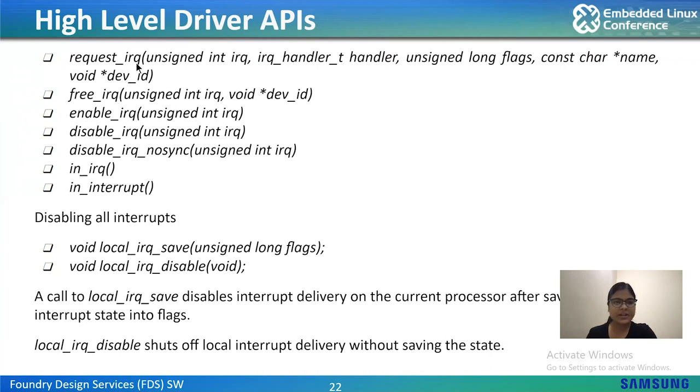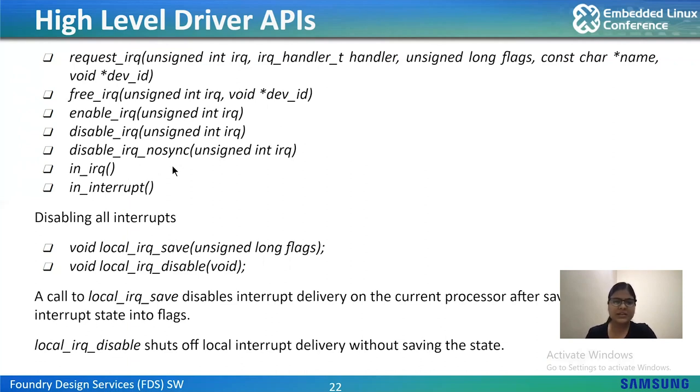free_irq frees the interrupt allocated using request_irq. Here we remove the interrupt handler, and if the interrupt line is no longer in use by any driver, then that line is also disabled. Then enable_irq enables the handling of the interrupt. disable_irq is used to disable the selected interrupt line. This function waits for any pending IRQ handler for this interrupt to complete before returning.